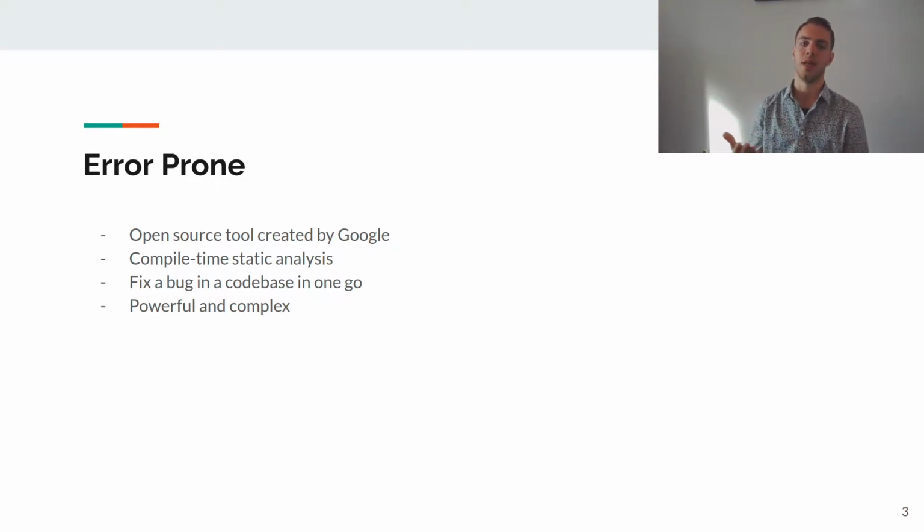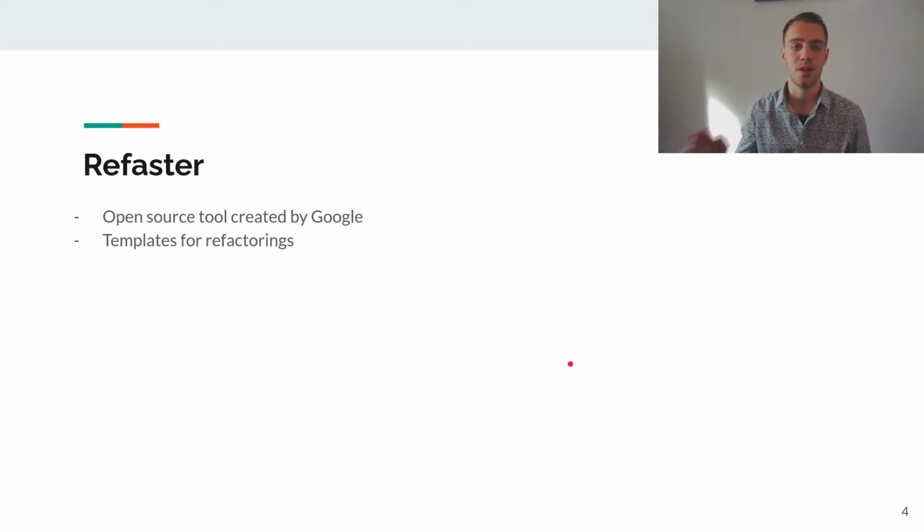But it also comes with a downside, because as some of you might have worked with the AST, it can also be quite complex to write such a check. For that reason, they created another tool on top of Error Prone, and that tool is called Refaster. It's also an open source tool, and it's a tool with which you can define refactoring operations using before and after templates. And you can define those refactoring operations using plain Java.